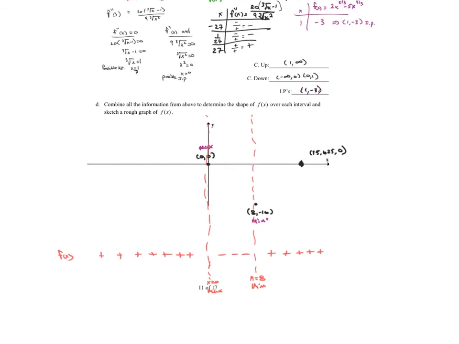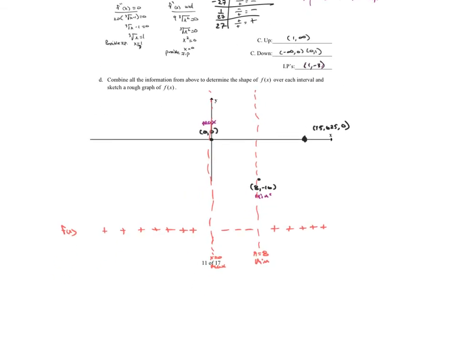We know that there's an inflection point at the point 1, negative 3, so I'm just going to plop a little point right here. Sorry, let me do it in black. This is the point 1, negative 3, and again we know that this is an inflection point. Okay.